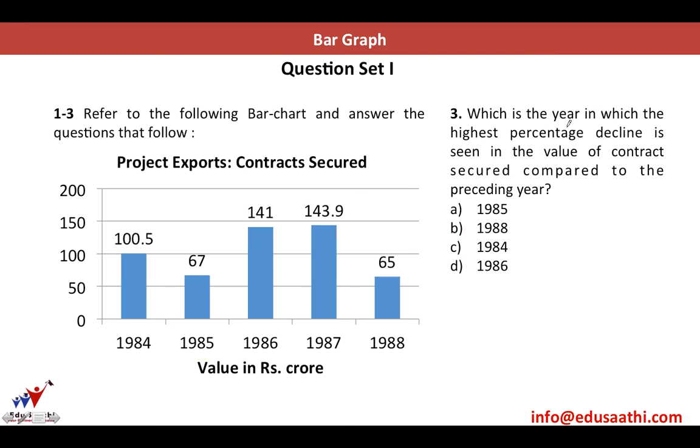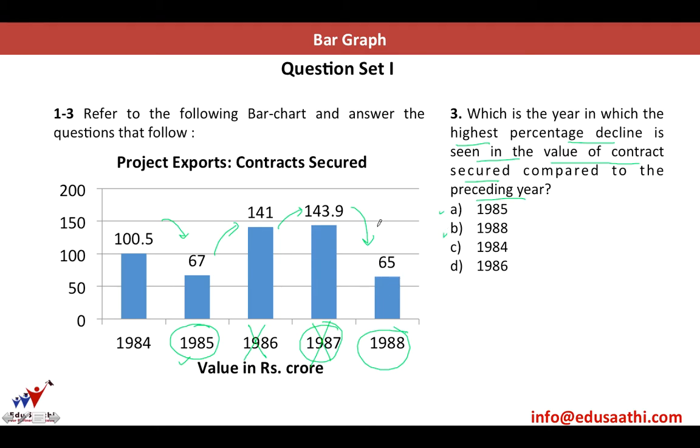Which is the year in which the highest percentage decline is seen in value of the contract secured compared to the preceding year? So let's consider 1985. Yes, there has been a drop. So 1985 can be an answer option. 1986 cannot be an answer option, because here the contracts secured have increased. Similarly, 1987 also cannot be the answer option, because here also the contracts secured have increased. 1988 can be an option, because here again the contracts secured have decreased. So I am left with two probable answers, 1985 or 1988.